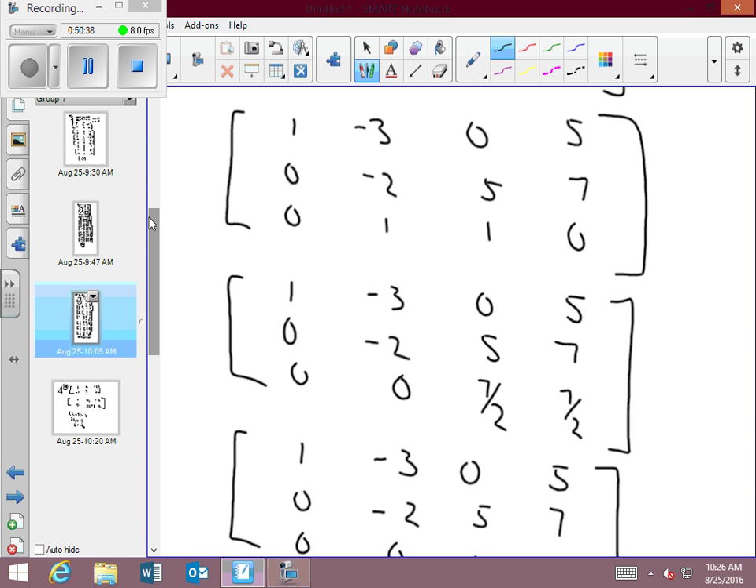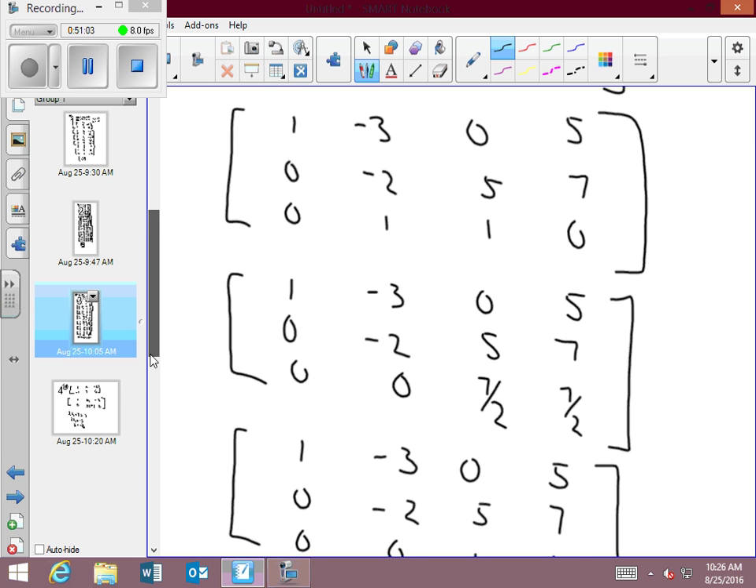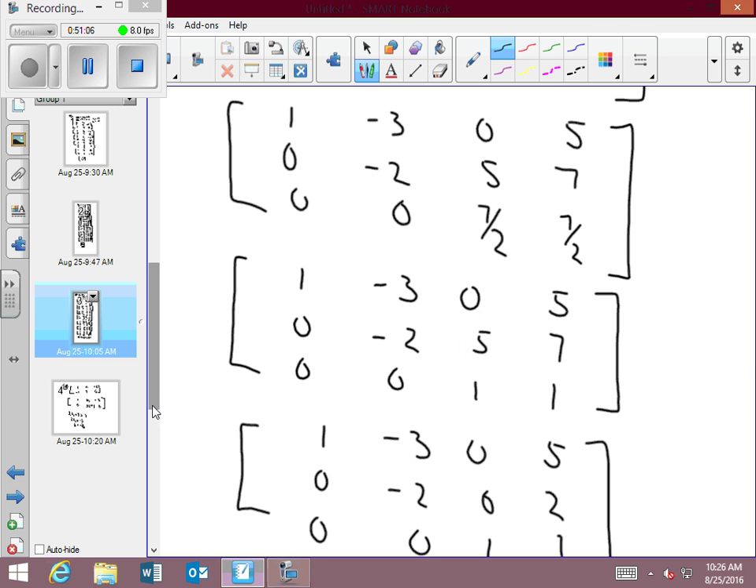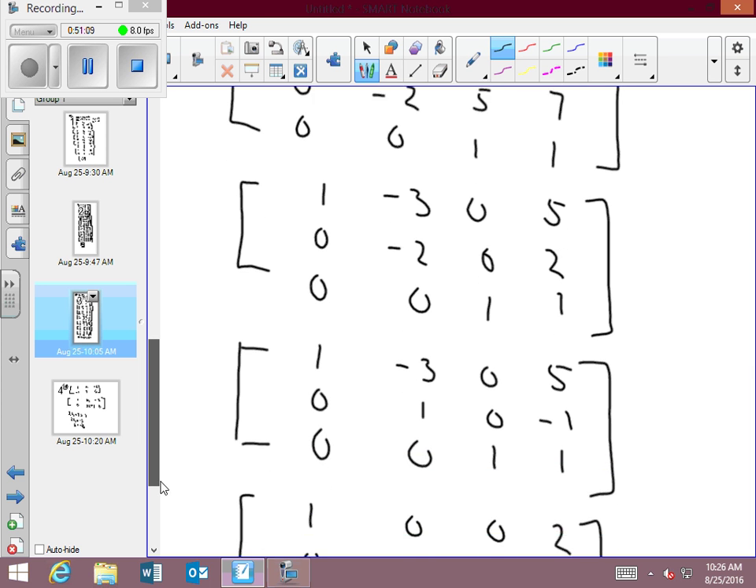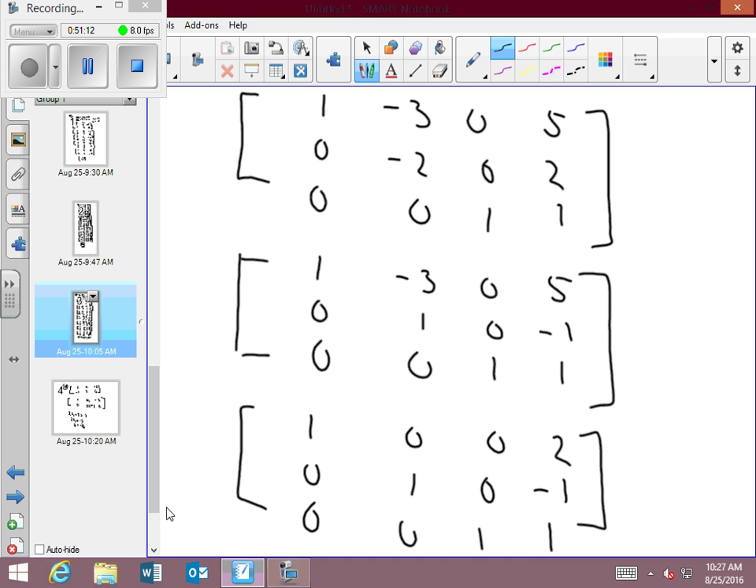And then all entries in a column below a leading entry are zeros. So this is a leading entry in that row, the zeros are below. This is the leading entry in that one, the zeros are below. And then this one has no rows below it. So that's in echelon form. From here on down, all of these matrices are in echelon form, every one of them, because you have zeros below the leading term in a column.